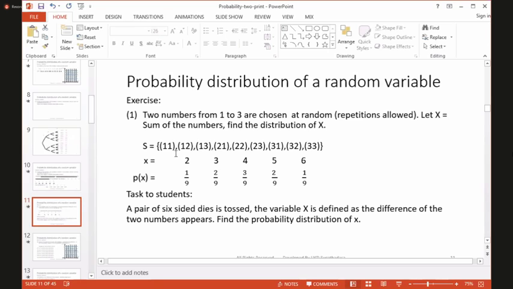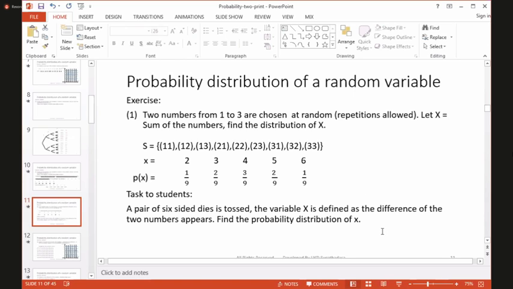1, 1, 2, only once. 6 can be having only once, but other values 2, 3, 5 many times. 4 can be had 3 times, the maximum: 2,2; 1,3; 3,1. So therefore, this is a probability distribution again. Same feature. If you add these fractions, again 9 by 9, you get 1.